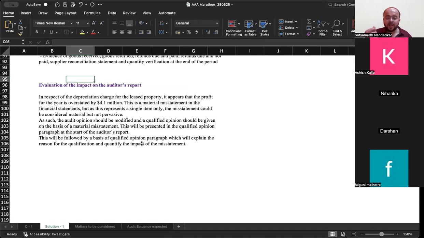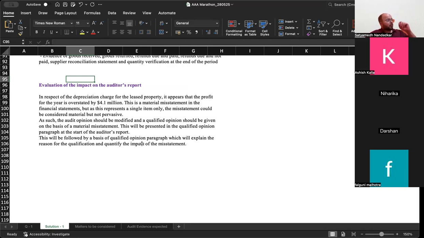ठीक है. This is a material misstatement in the financials, but as this represents a single item only, the misstatement could be considered as material but not pervasive. It relates only to one item. It's not like a disease which has spread all over the financial statements. So you mentioned that part. Because the value is 4.1, it is material, but it is not pervasive. And as such, the audit opinion should be modified and a qualified opinion should be given.